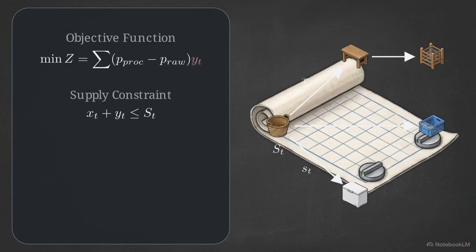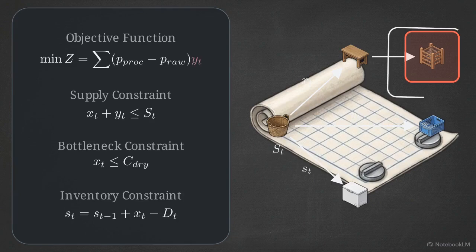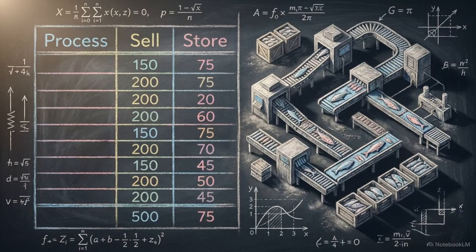The system cannot process or sell more volume than the daily catch. Next is the critical bottleneck constraint. The physical limitation of the sun-drying racks creates a hard mathematical boundary. Finally, the inventory balance constraint mathematically links the individual time periods together by tracking the carryover cold storage from one day to the next. This strict mathematical architecture forces the system to calculate daily operational decisions that maximize total value, entirely governed by the physical reality of the plant.